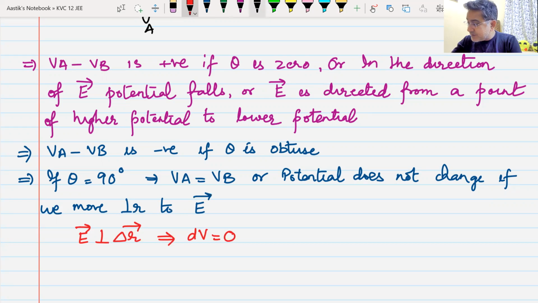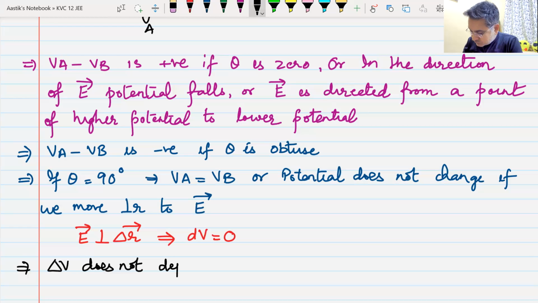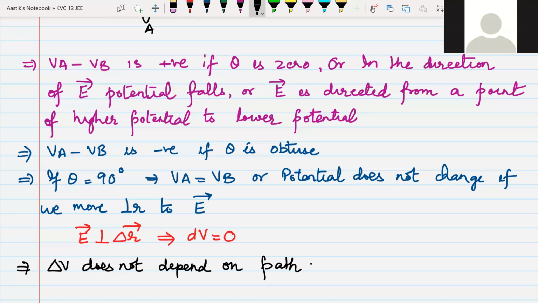Now, also remember, potential difference does not depend on path. Potential difference between two points. It's a conservative field. It does not depend on path. It's a very important thing that you must understand. I'll give you 1 minute to note it down. Then I can give you some small questions which are more likely to come in the examination hall. Please note down everything.